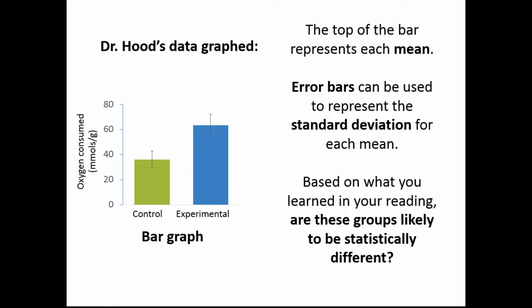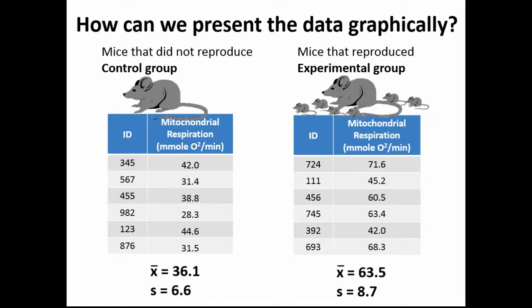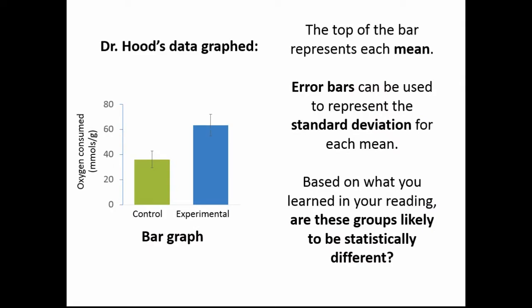So if we go back, let me scooch back to this. This was our data set. We have averages of 36.1 and 63.5. So that's what we're going to make our bar on our bar graph for. Then we have standard deviation of 6.6 for our control group and 8.7 for our experimental group. So if we go back to the graph, we're going to add 6.6 and subtract 6.6 from the average of our control group, of that green bar that we have on our graph.